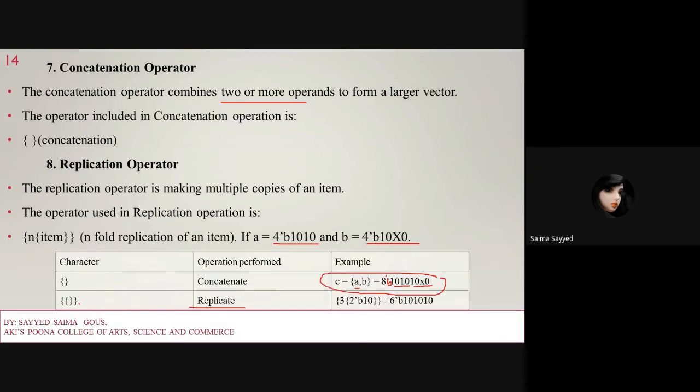Next, the replication operator, that is 1 0. Just repeat this 3 times. When you repeat this 3 times, it will become 6 bits, so 6'b and 1 0 1 0 1 0. So you have to repeat this 1 0 value 3 times. This is called the replication operator.